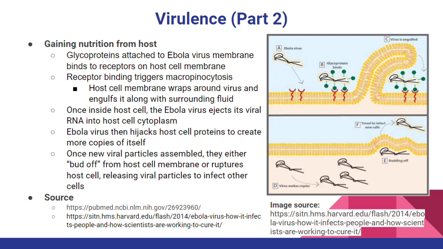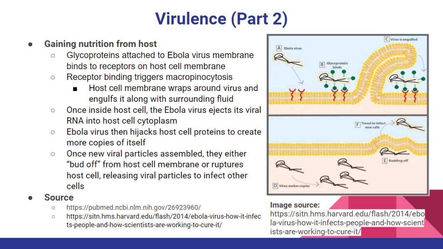Now, as for how Ebola virus gains nutrition from a host, this has to do with the glycoproteins attached to the Ebola virus envelope. When the glycoprotein binds to a receptor on a host cell, this triggers macropinocytosis. What this means is that the host cell would engulf the Ebola virus along with the surrounding fluid nearby. The image on the right here demonstrates this happening.